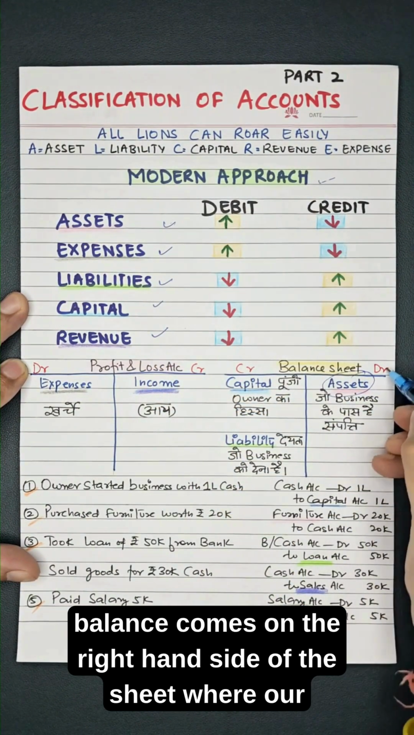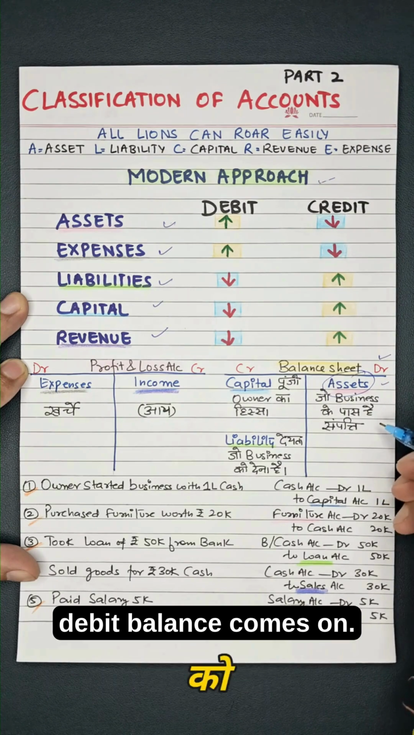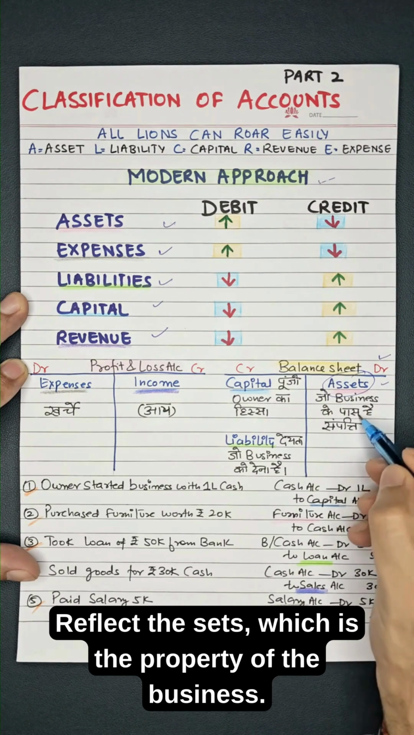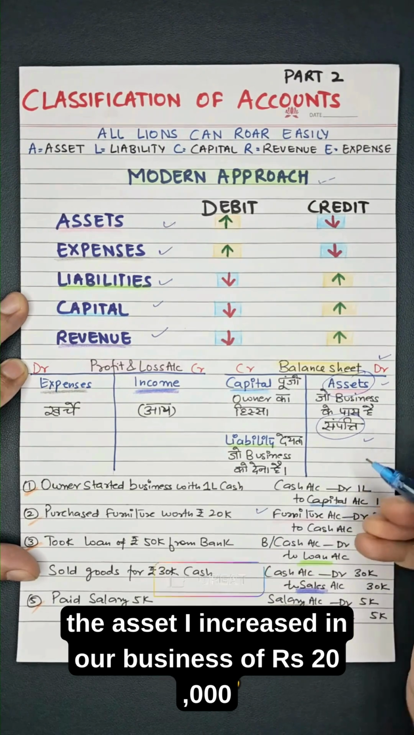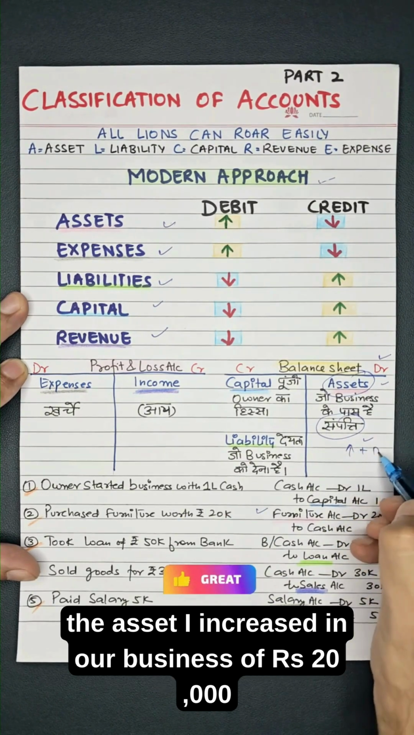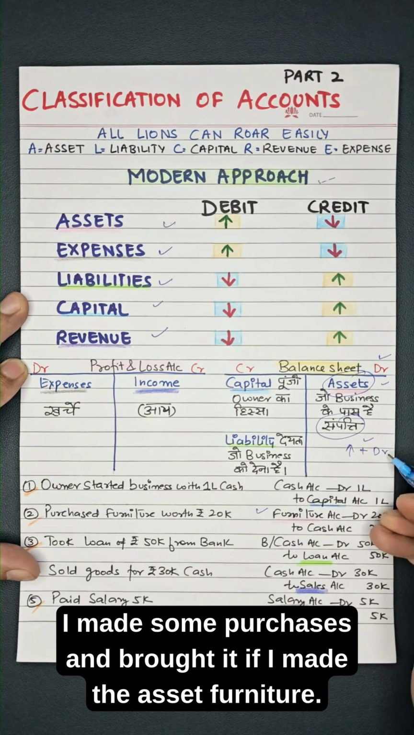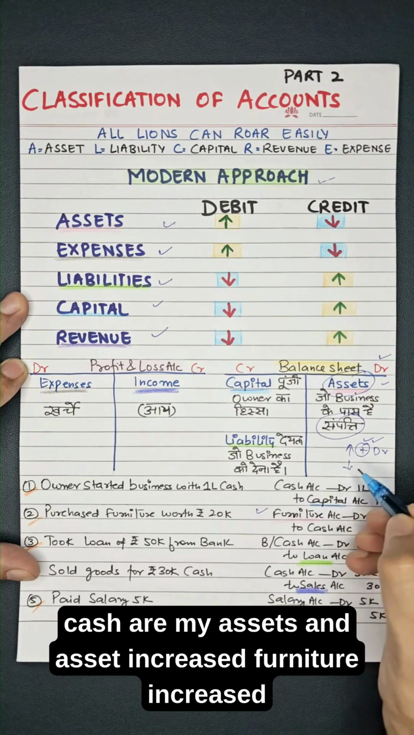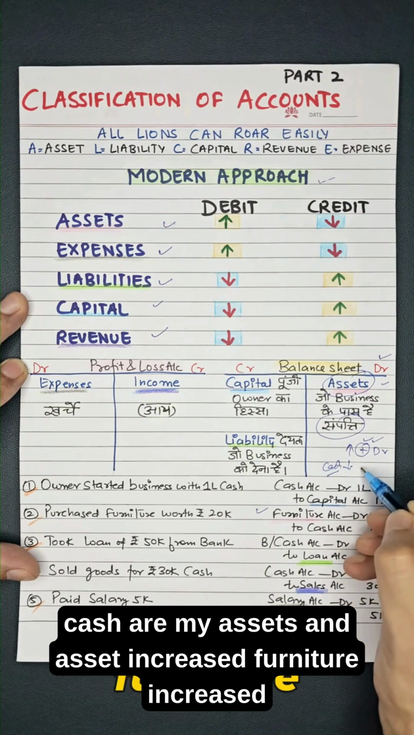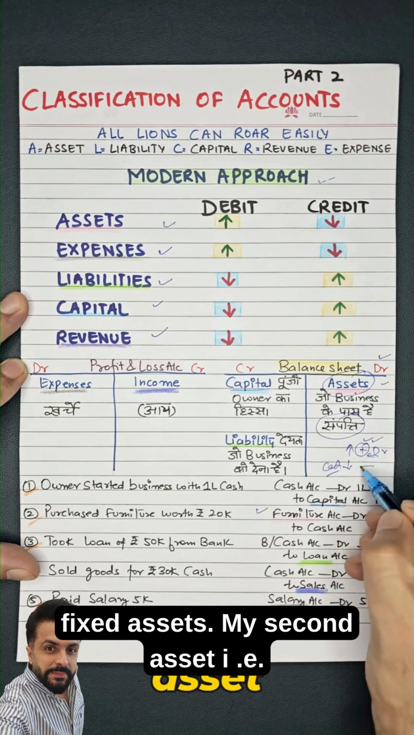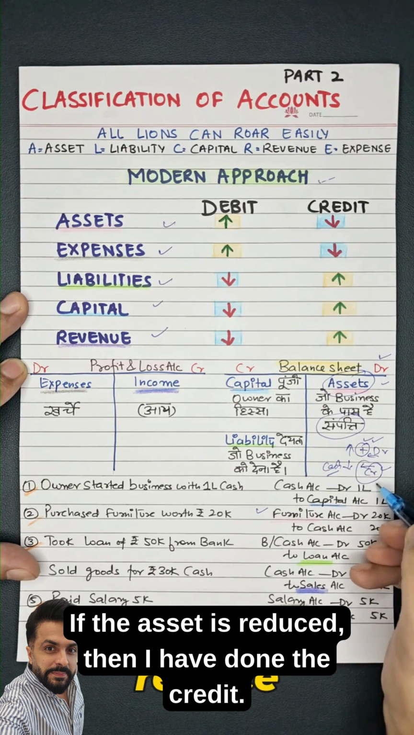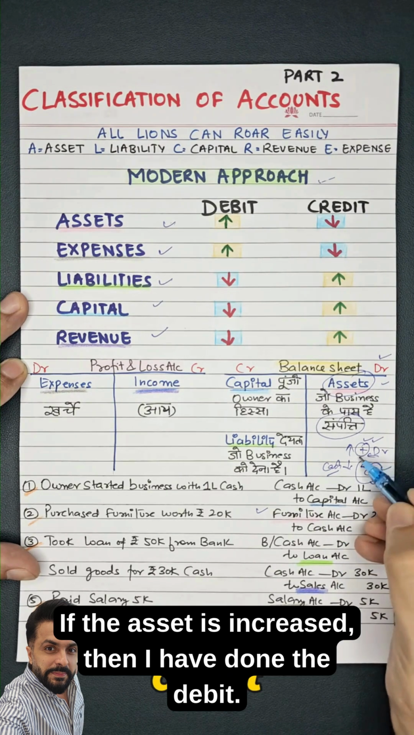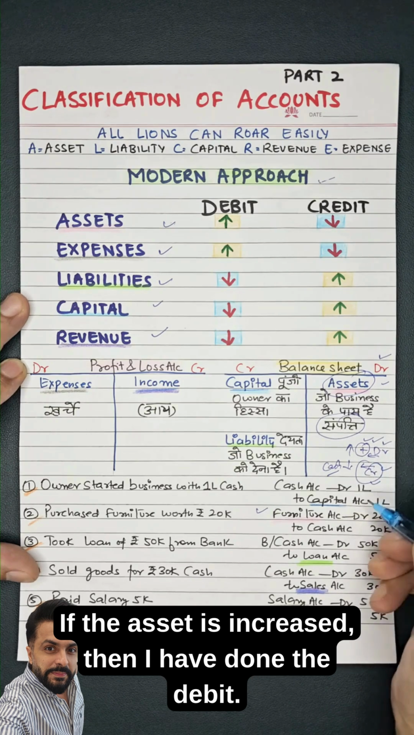Assets come on the right hand side of the balance sheet, where our debit balance comes, and reflect the assets, which are the property of the business. I bought furniture worth Rs 20,000, so the asset increased in our business, i.e. I debited it. Furniture is a fixed asset, and cash is also my asset. An asset increased, furniture increased. My second asset, cash, decreased because it went out of business. If an asset is reduced, then I have done the credit. If an asset is increased, then I have done the debit.